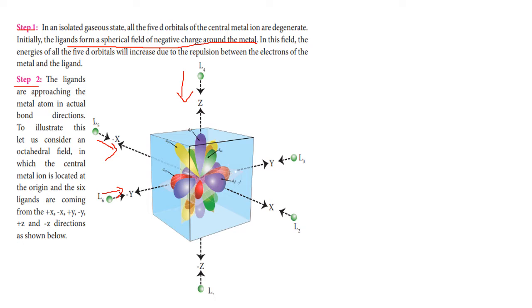To briefly explain step 1, in an isolated gaseous state, all the d orbitals remain degenerate. No splitting takes place in the isolated gaseous state, which is said in step 1. Then, in step 2, the ligands approach the central metal ion in all the directions. So, to illustrate this, let us consider an octahedral field in which the central metal ion is located at the origin and 6 ligands are coming from this direction. They are illustrating here. That's all, very simple.